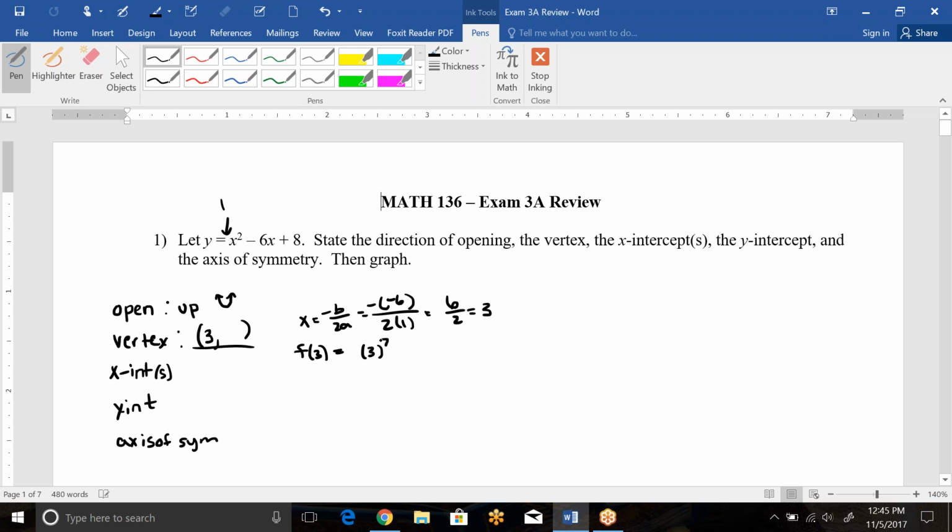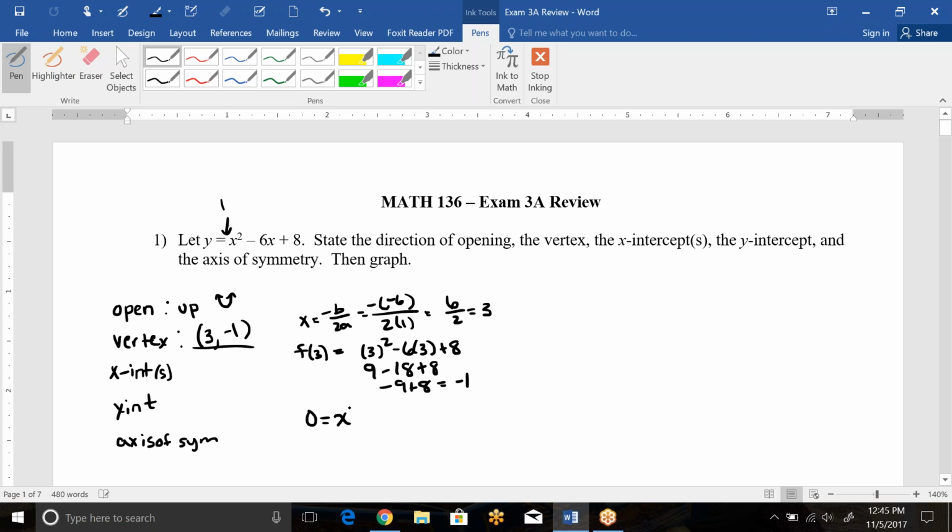So that's 3 squared minus 6 times 3 plus 8. So that's 9 minus 18 plus 8. That's negative 9 plus 8, or negative 1. So there's my vertex.